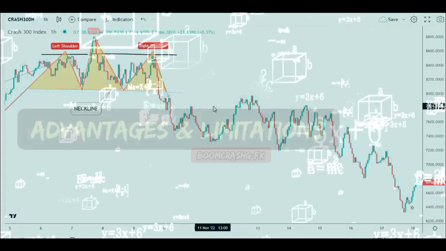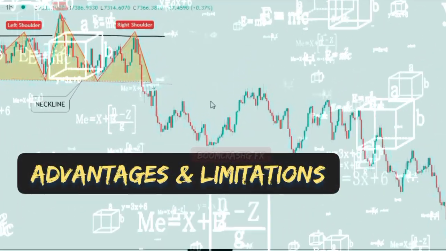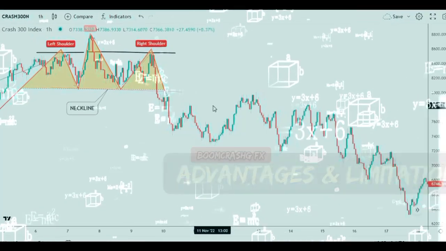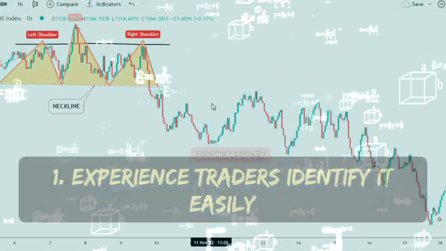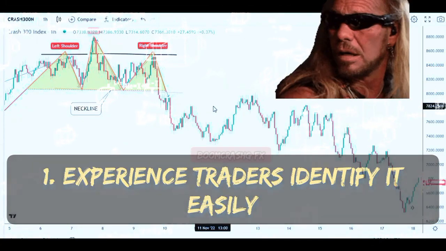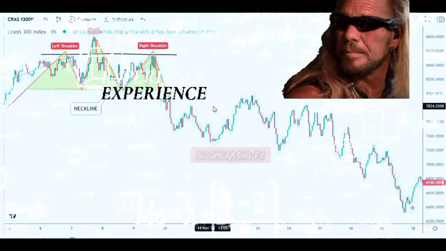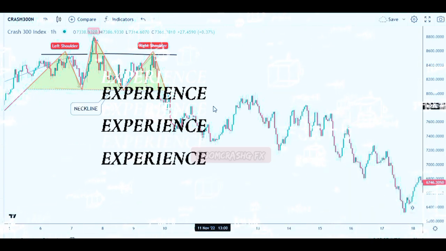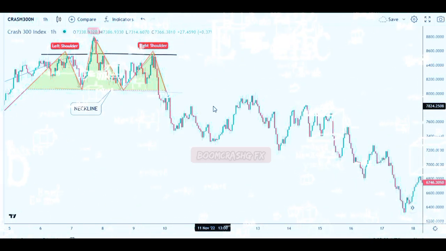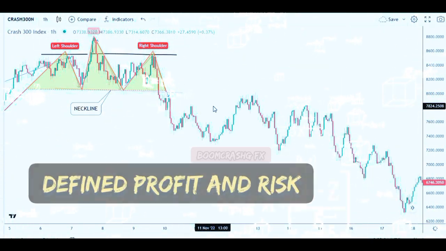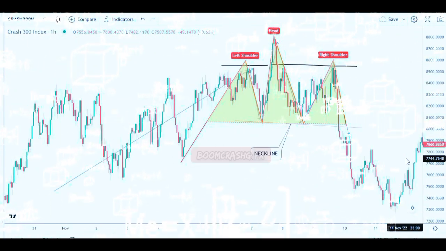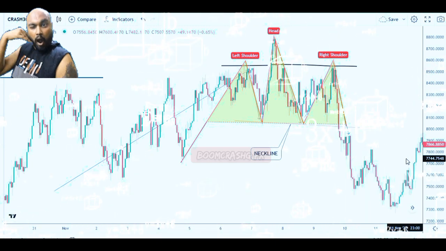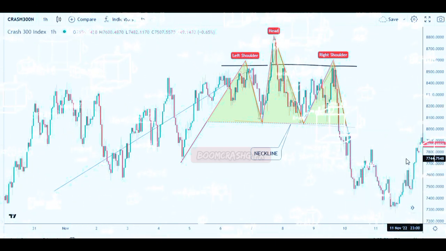So going straight to the advantages and the limitations of head and shoulder patterns. Firstly, one advantage of the head and shoulder pattern is that experienced traders identify it very easily. And another thing is that it has a defined profit and risk. Looking at the head and shoulder pattern, it has a defined profit and risk. It gives us a very accurate risk to reward ratio.